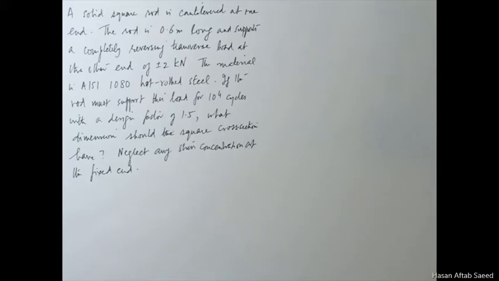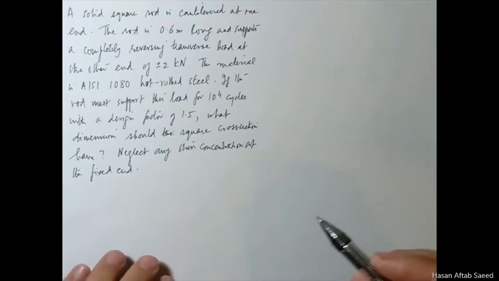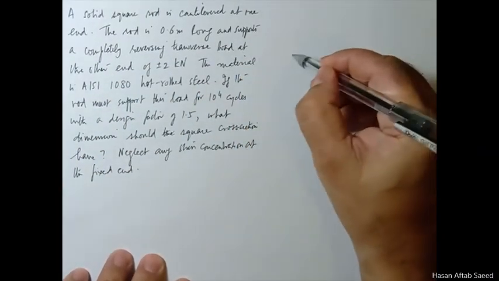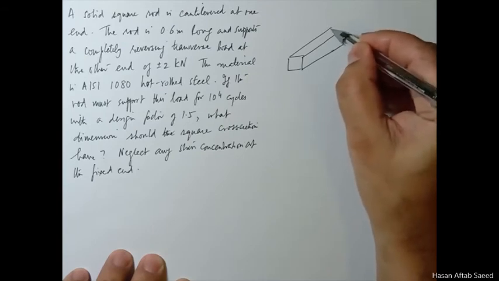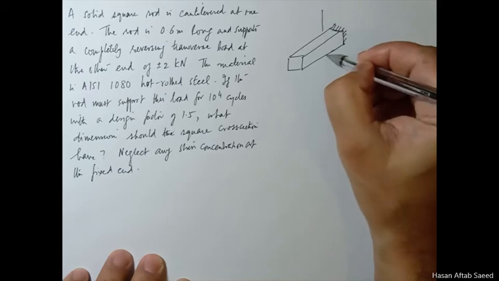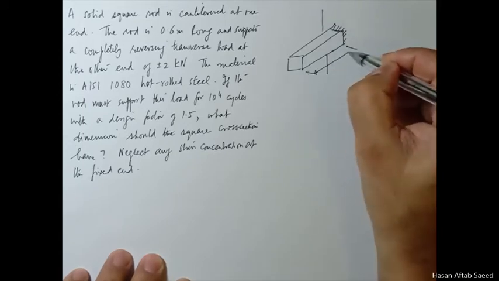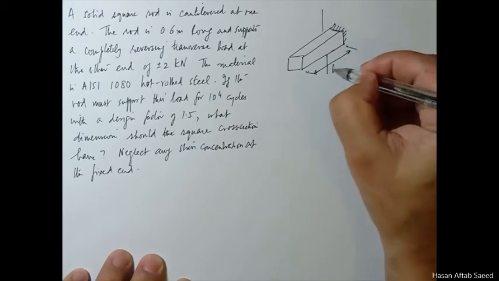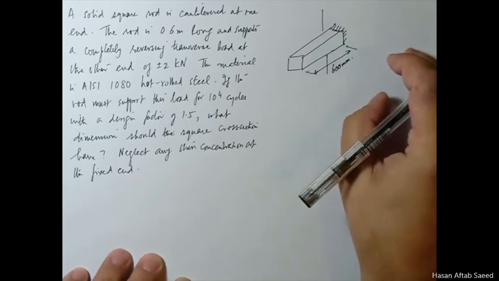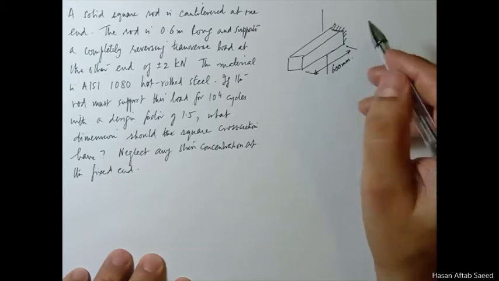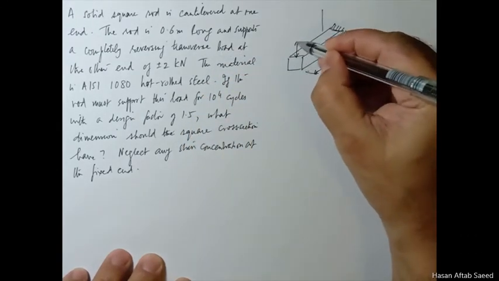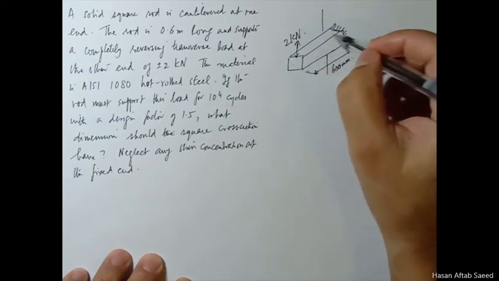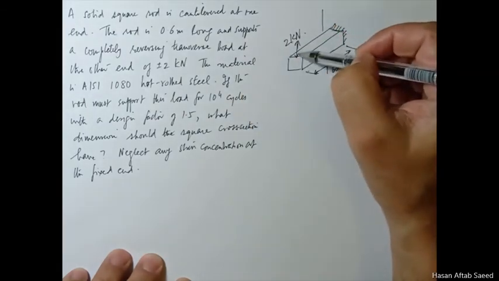Now this last question, as the wording says, a solid square rod is cantilevered at one end. The rod is 0.6 meter long. So we're talking about this sort of a square rod, solid square rod, and this is cantilevered. There is a wall here, it is cantilevered. And the length of this is 0.6 meters or 600 millimeters. So same thing, but I like to work in newtons and millimeters, but it doesn't matter, it's the same thing. Now, it supports a completely reversing transverse load at the other end of 2 kilonewtons. Transverse load, 2 kilonewtons. Now, this is your transverse load, completely reversing, so it is like this.